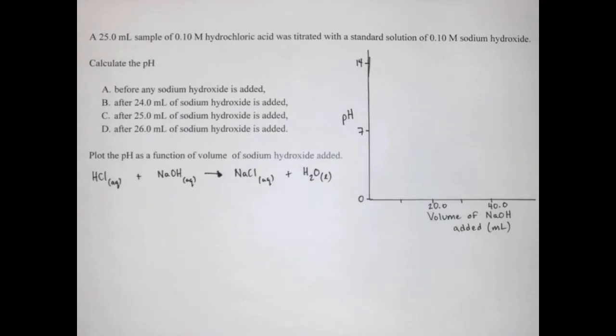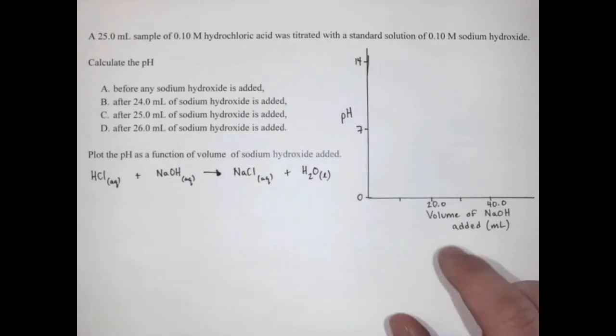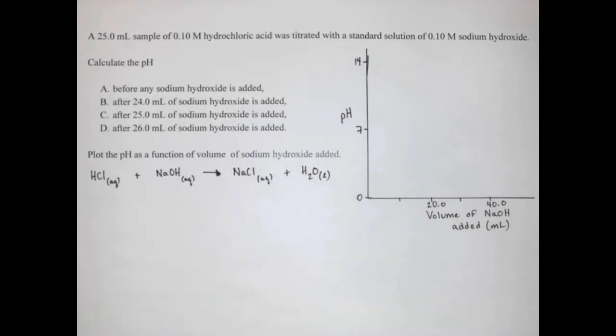All right, so here we've got a scenario where we have a 25 milliliter sample of 0.10 mole per liter hydrochloric acid. It's being titrated with a solution of 0.10 mole per liter sodium hydroxide. So we're starting off with an acidic solution inside the Erlenmeyer flask, and then we're going to start adding drops of sodium hydroxide to it. We're going to look at 4 different situations, 4 different timestamps over the course of the titration, A, B, C, and D.